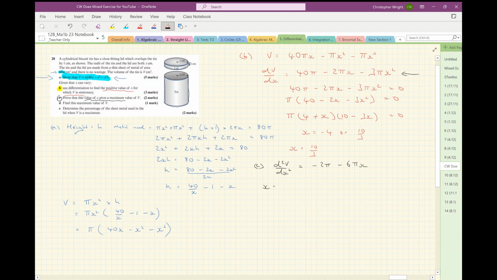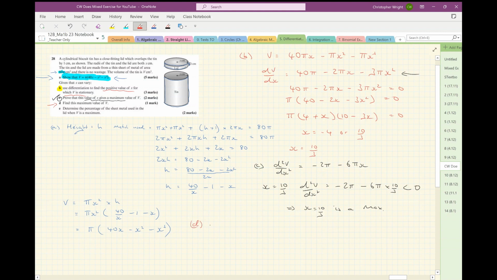Now if I substitute in x is 10 over 3, then d2v by dx squared is minus 2 pi minus 6 pi times 10 over 3. Well, obviously that's negative, which implies that x equals 10 over 3 is a maximum. So, prove the value of x gives a maximum value of v. Part C done. Part D. Find this maximum value of v.